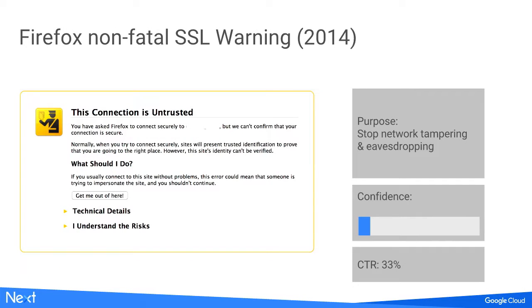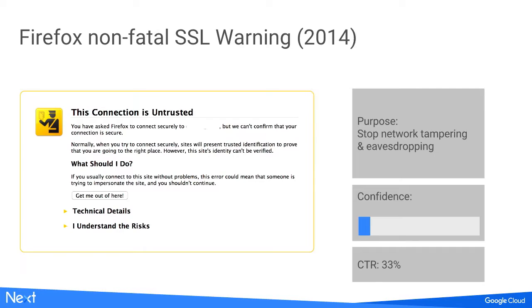So Firefox, at exactly the same time, had this interstitial. This connection is untrusted. Get me out of here. You've all seen this as well if you've used Firefox before. It's fairly clear. It's very opinionated. We have the same level of confidence, though, because it's still SSL. There's nothing different between using Firefox and Chrome. But we can see the click-through rate is now down to 33%.